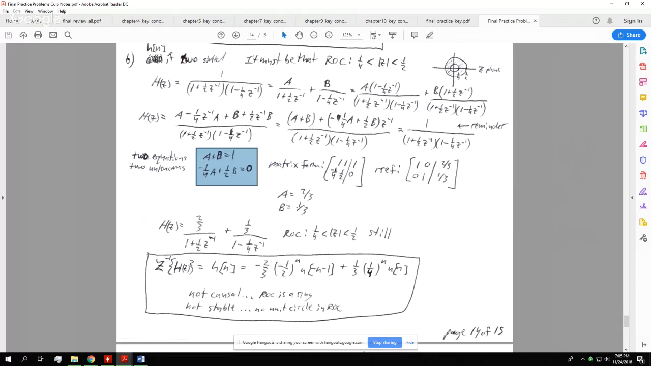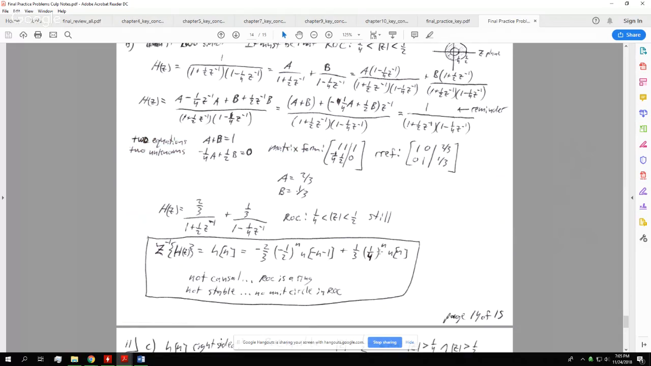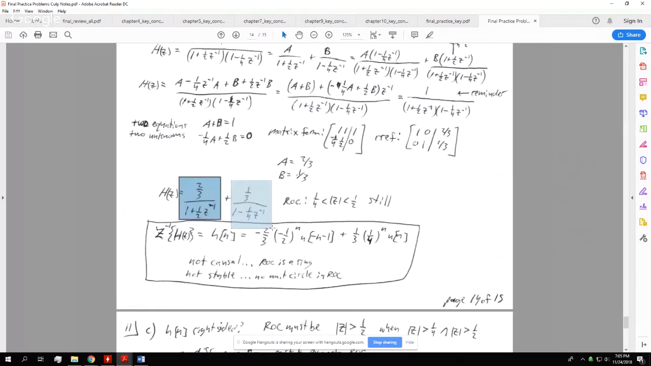But when you have more terms, and you end up having a lot more equations with more unknowns, the matrix form is a lot easier. Anyways, now that I know my 2 coefficients, I can split them. These are now in a form that I can pair them with a transform pair from my tables. The only thing I have to remember is my region of convergence.